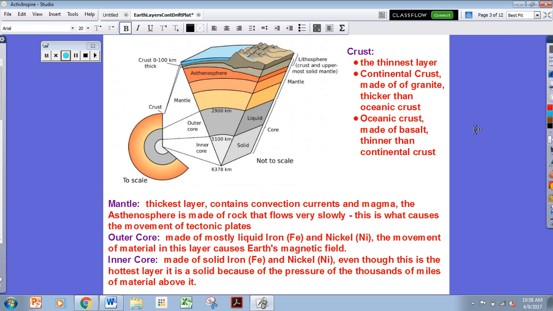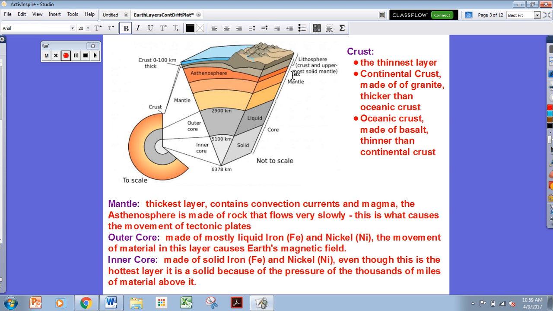So when we look at the layers of the Earth, we know that the outermost layer, which is the crust, is the thinnest layer. It is very thin in relation to the overall size of the Earth. The continental crust, which is the crust that's underneath the land, underneath the mountains where we live, what we stand on, is made of granite. And this type of crust, the continental crust, is thicker than oceanic crust. Oceanic crust, which on the picture is right here under the ocean, is thinner than continental crust, and it's made up of a kind of rock called basalt.